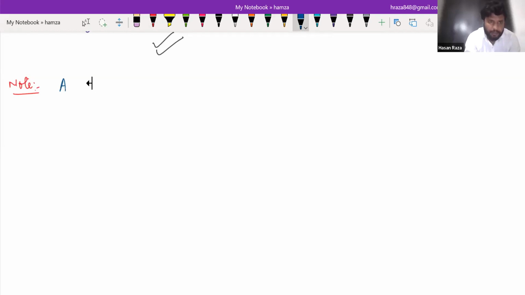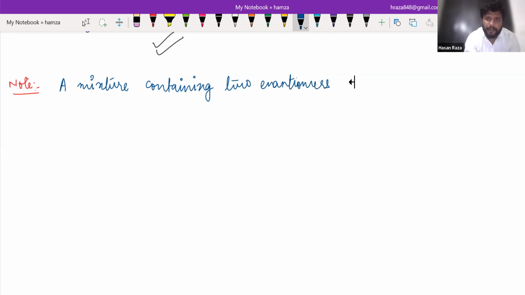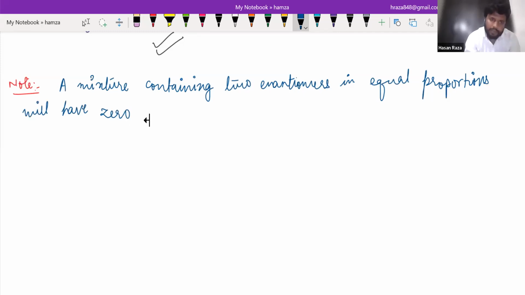A mixture containing two enantiomers in equal proportion will have zero optical rotation. Zero optical rotation. Why is it so?